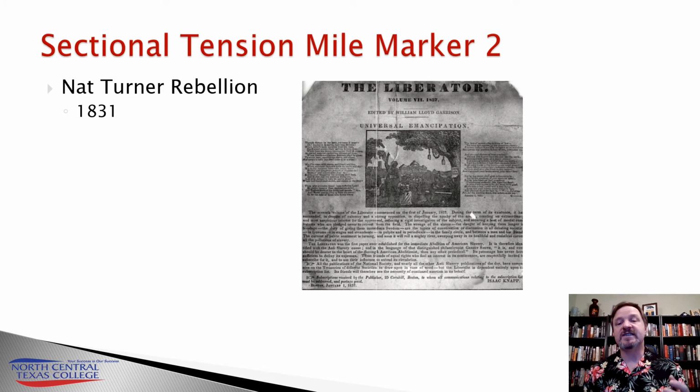Now, this really scared the South, right? This was the worst slave rebellion they had ever seen. There had been other ones, but not on this scale. And it really led the South to begin to clamp down on what slaves could and could not do. Like, for example, every southern state will make it illegal for you to teach a slave how to read.